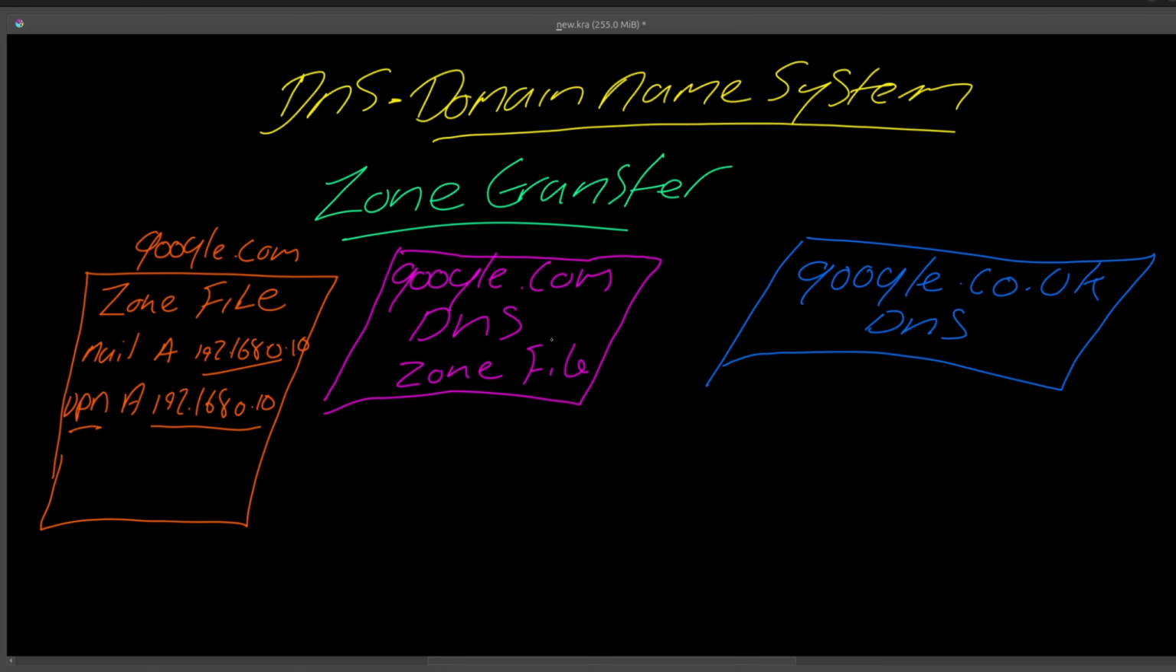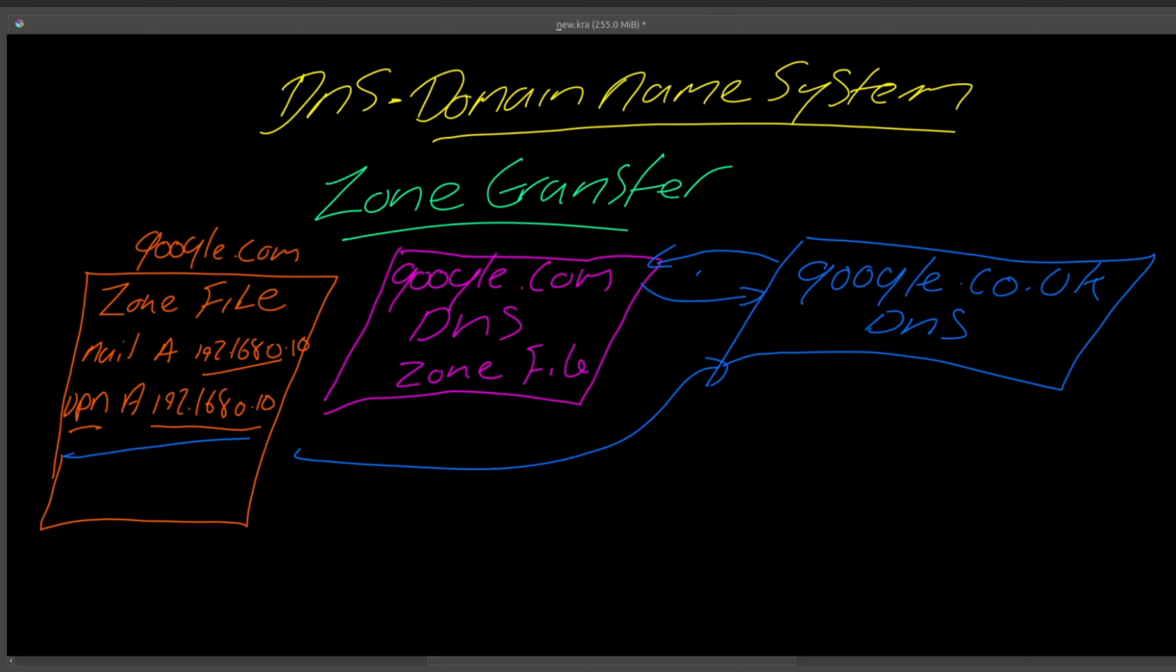But usually only trusted servers are allowed to do this, but if it's misconfigured, anyone can request it. So because google.co.uk is owned by Google, they're allowed to request the zone file so that they can copy the details onto this server. So basically it's copying this file over to here. And that's good, that's the way it's expected to work.